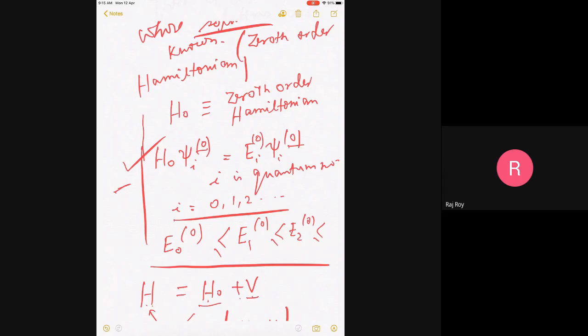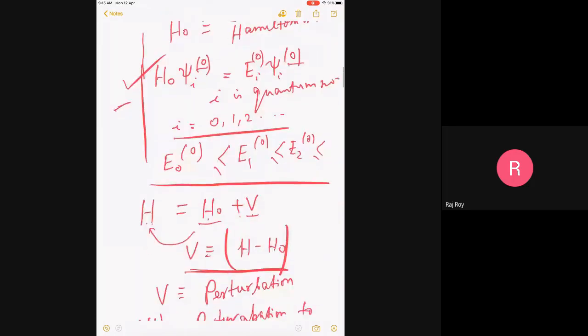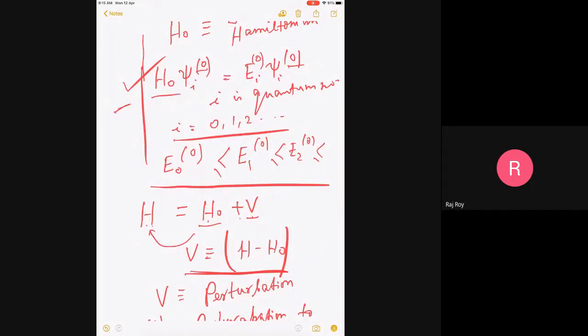So when you solve the Schrodinger equation by perturbation theory, the important thing is to identify a zeroth order Hamiltonian whose entire solutions are known. So we give the quantum numbers in the subscript i, and the superscript 0 tells you that these are the solutions of H naught. And then those eigenvalues are ordered in the following manner, that the zeroth state is the lowest state, then first state, and second, and so on.